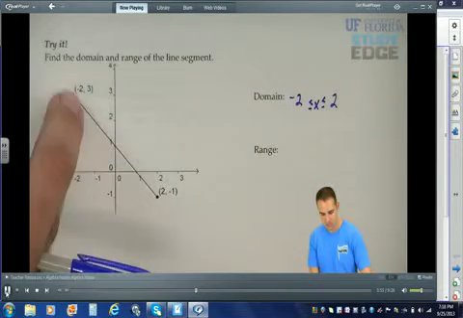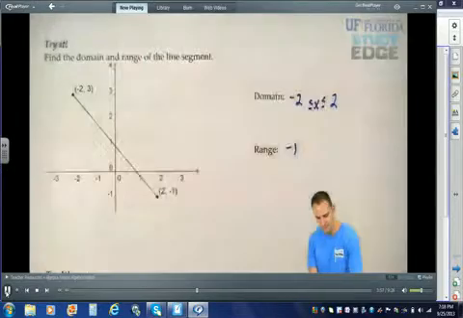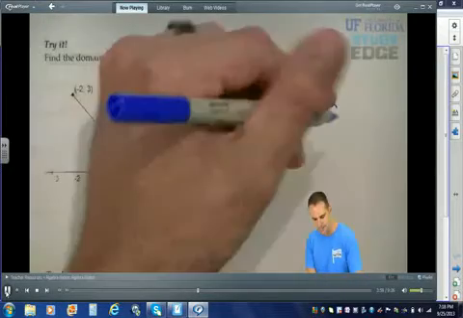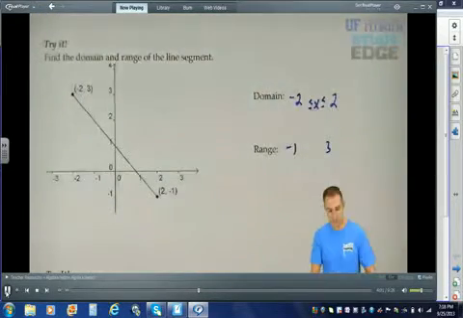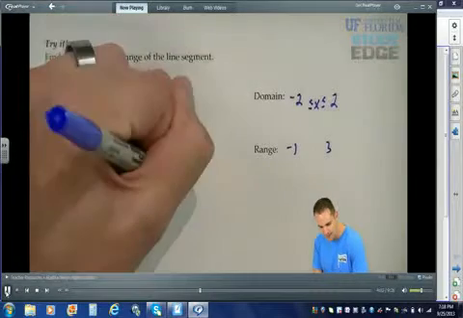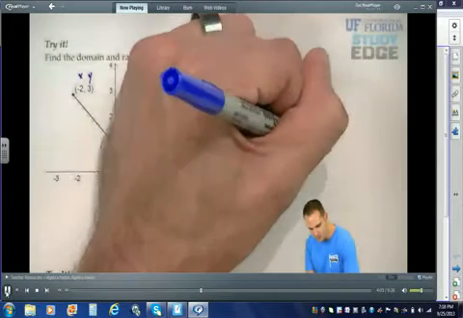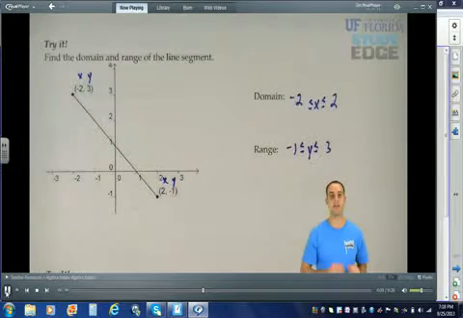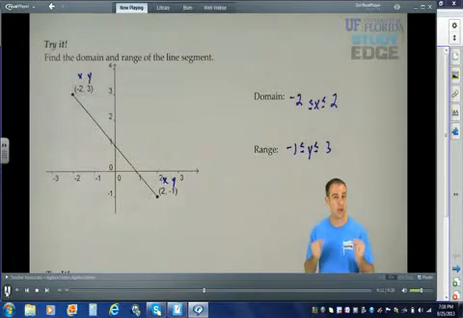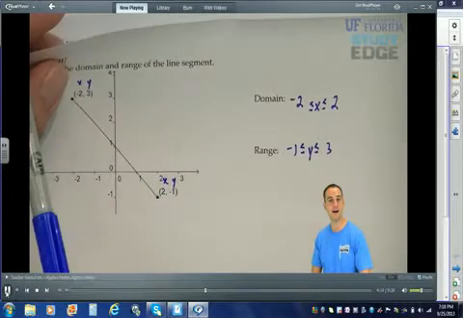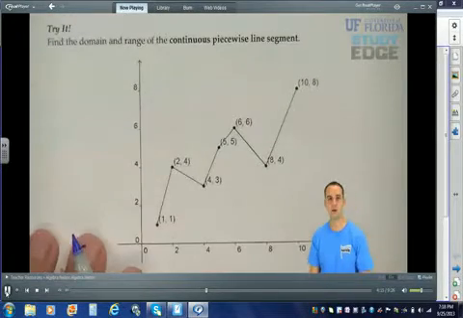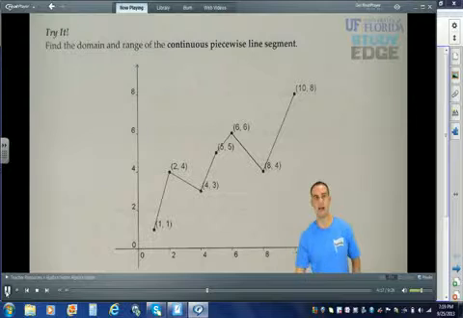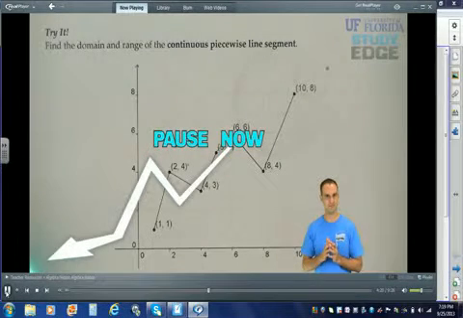For range, the lowest y is negative 1. The highest y is 3. Because remember, our coordinate, once again, is x comma y, and y would be between these two numbers. You've got your domain and your range. I want you to try one more here on the very bottom. Pause the video one more time, okay? And give this one a try. Just a little different.